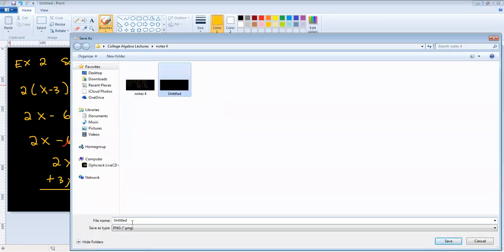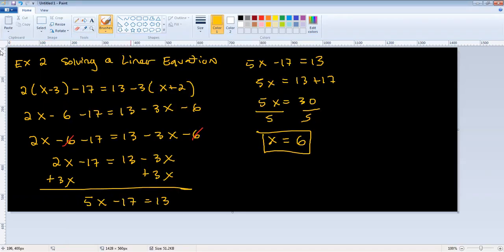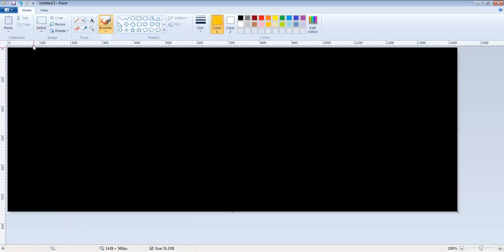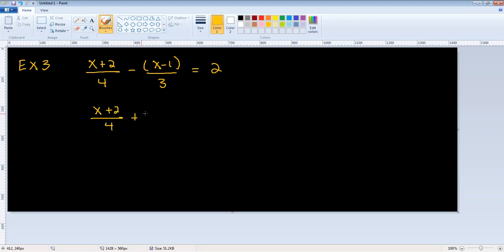Okay, now usually I do something like this. Okay, let's look at this. We have x plus 2 divided by 4, minus. Okay, we have this right here. So how do we do this? So this is x plus 2 divided by 4 plus negative x plus 1 divided by 3 is equal to 2 divided by 1. Well, how do we put this together?